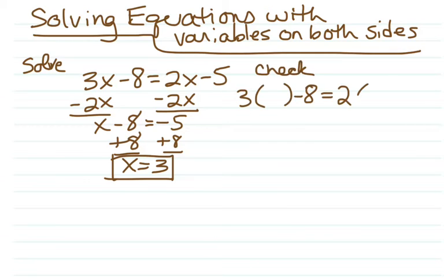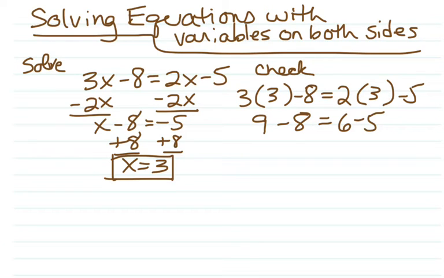We're going to give it a check. We have two different places to plug the 3 in. We have to substitute it anytime there's an x. This time it's twice. So we're going to follow our order of operations. We got 9 minus 8 equals 6 minus 5, and both of those equal 1, so we're correct. Right? We're not heading for any particular answer. We're just trying to make sure we end up with a true statement.